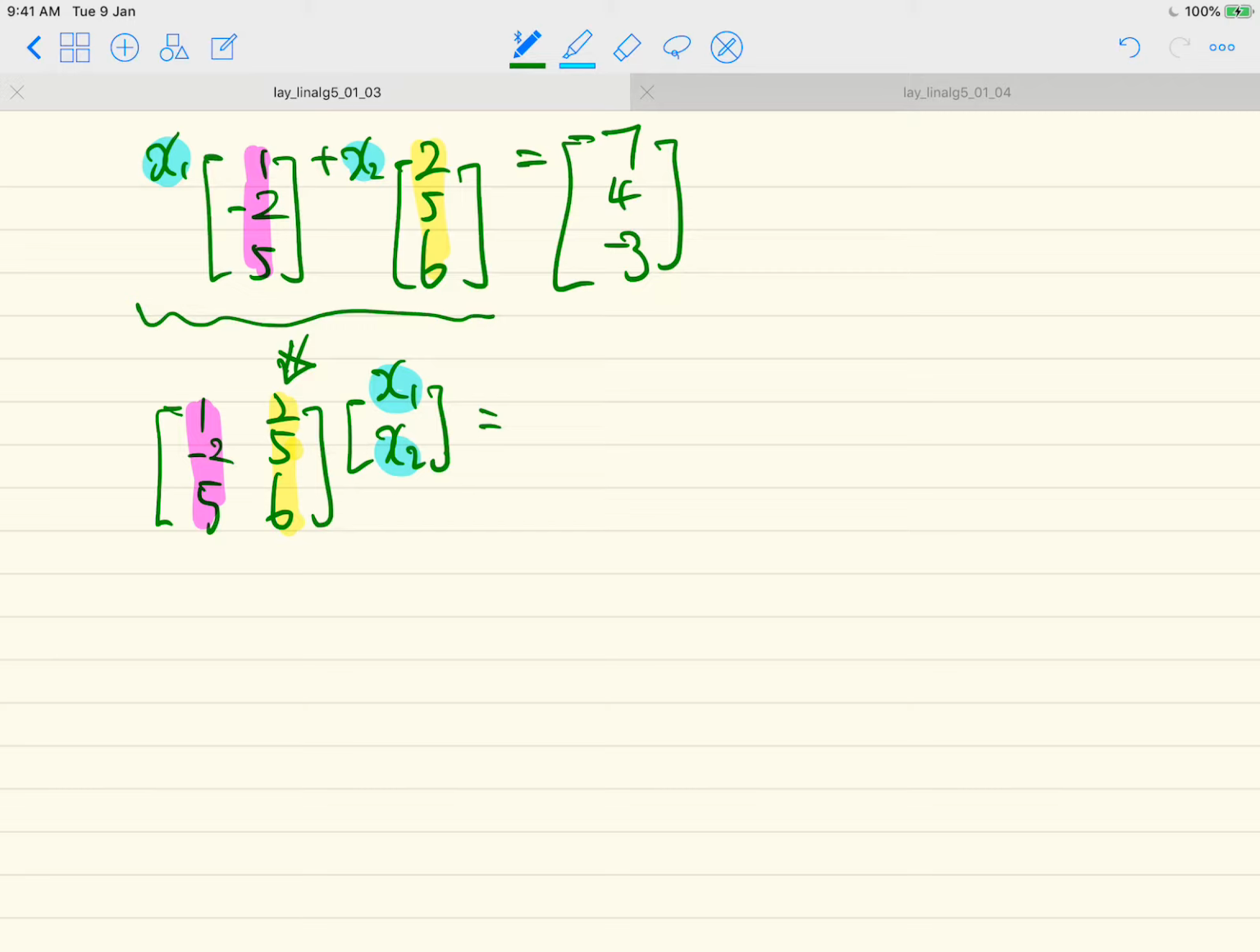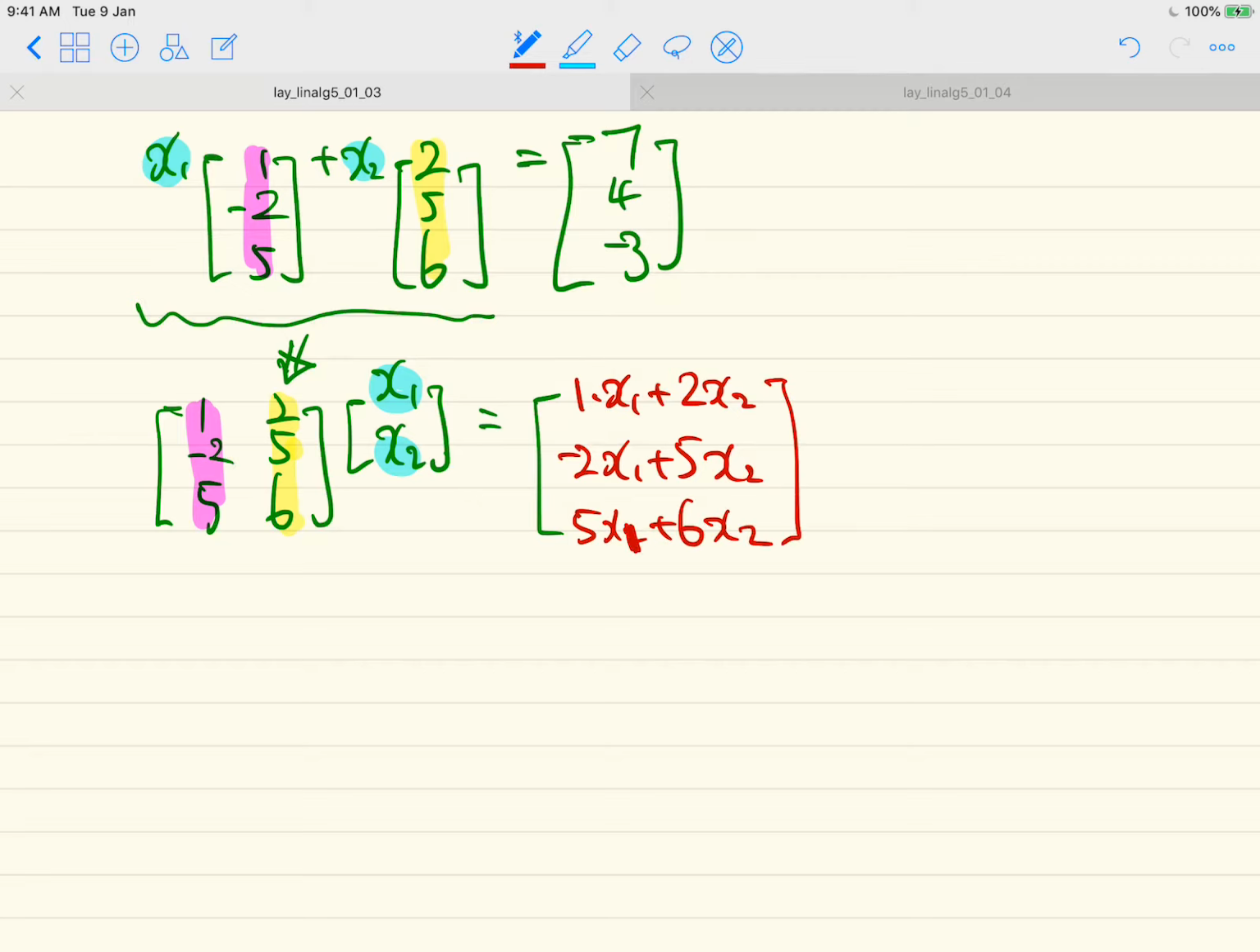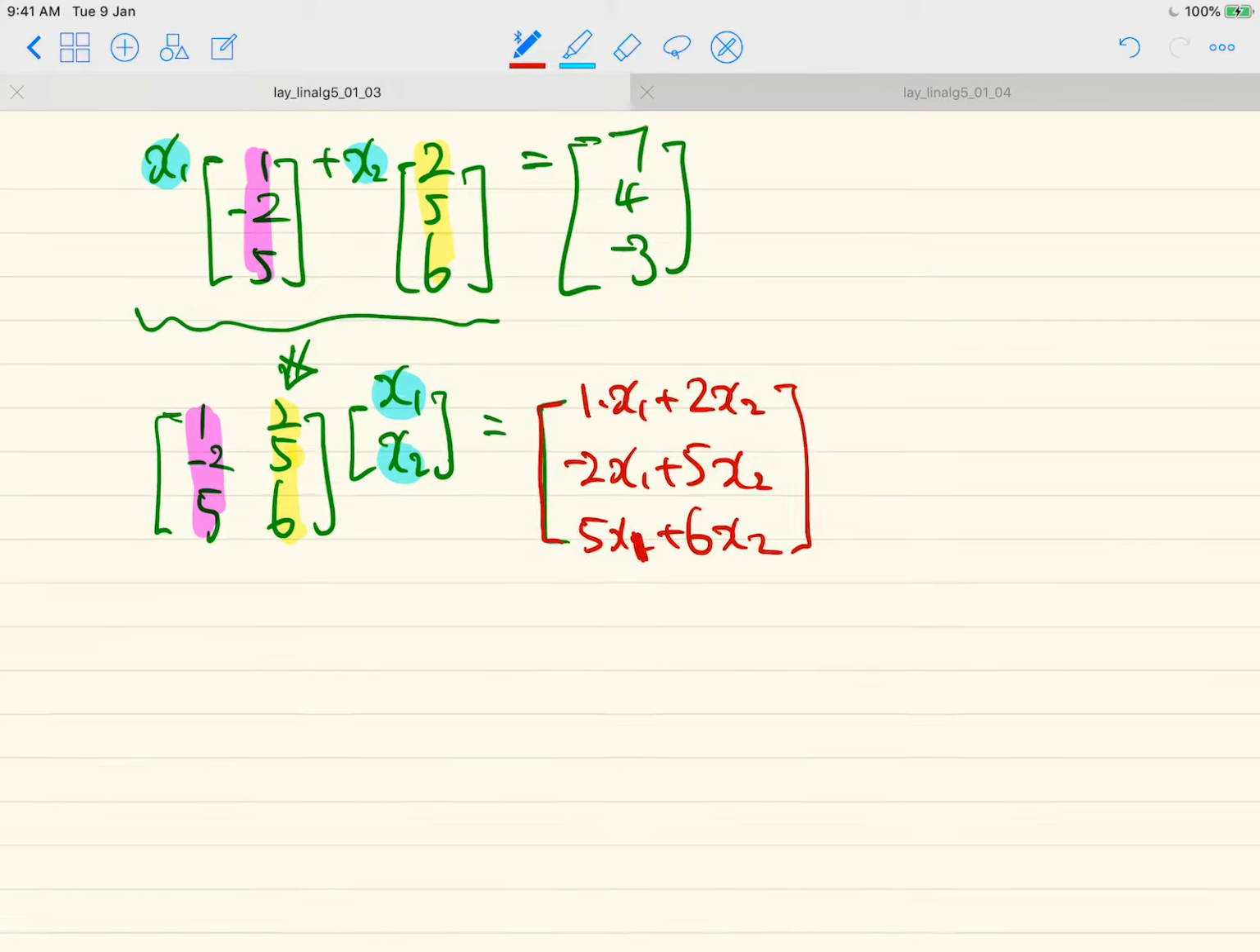Let me rewrite and evaluate this expression. In this case, we know how to perform this matrix-vector multiplication. So this times this, right? 1 times x1 and 2 times x2, and negative 2 times x1 plus 5 times x2, and 5 times x1 plus 6 times x2. So this is the resulting vector of this matrix-vector multiplication.